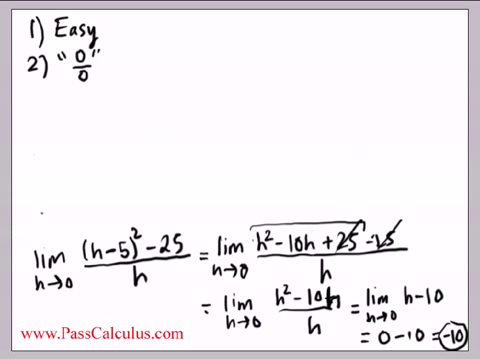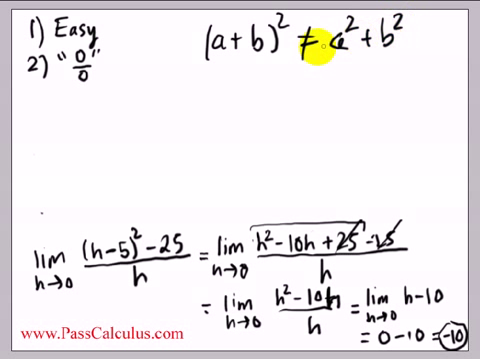So if you want to memorize some rules, for a plus b squared, please don't think that that's a squared plus b squared, okay? That's totally wrong. There's another term in there. There's actually 3 terms in there, and it's a squared plus this times 2, okay? So 2ab plus the square of the last guy.